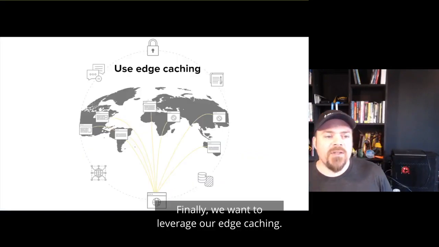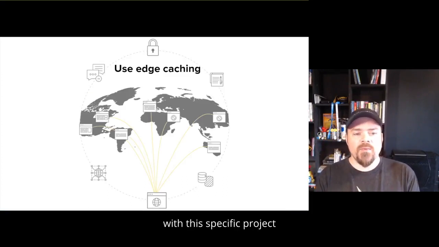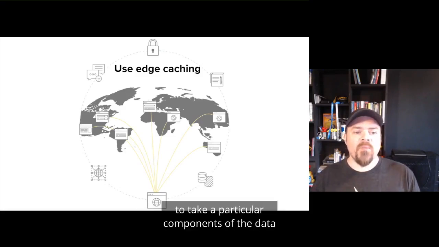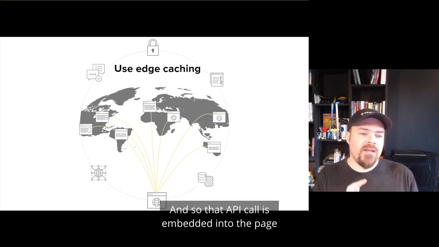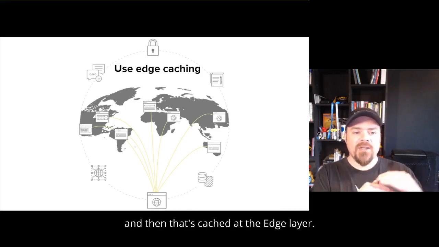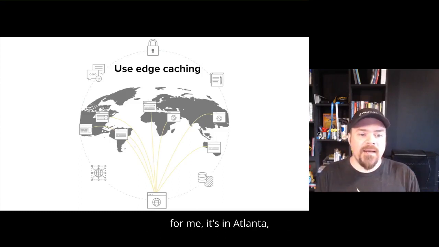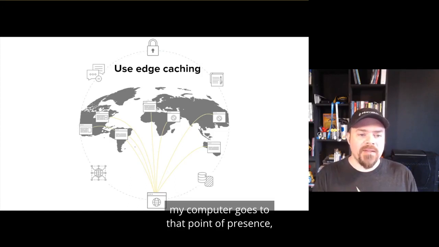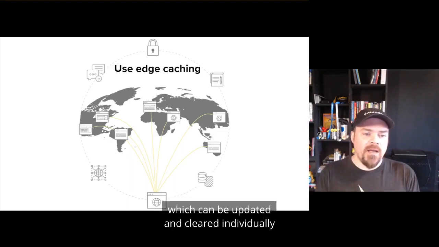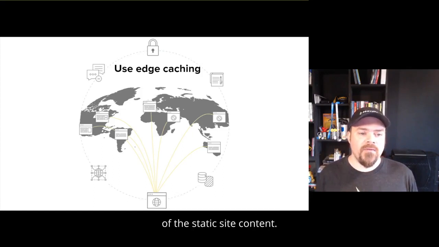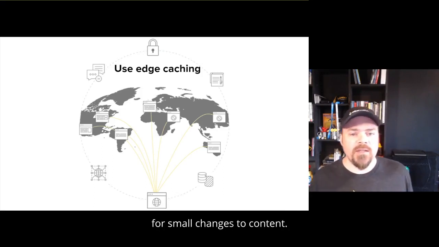Finally, we want to leverage our edge caching. So using our partner Fastly, we used edge side includes with this specific project to take particular components of the data and embed them as basically an API call. And so that API call is embedded into the page using the edge side include, and then that's cached at the edge layer. So your local point of presence, wherever that might be in the world, for me it's in Atlanta. My computer goes to that point of presence, and that point of presence has a cached copy of both the embedded content, which can be updated and cleared individually, and the static site content. And so that's something that we were able to leverage for small changes to content.